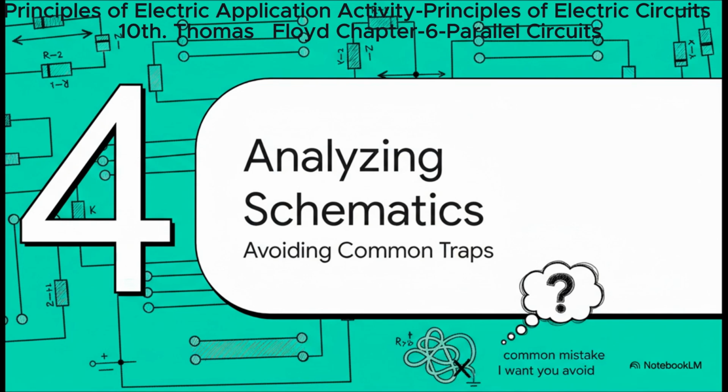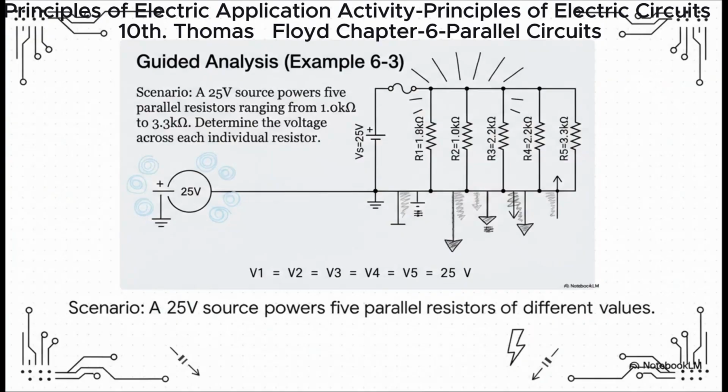So, now that you're armed with this fundamental rule, let's put it to the test with a classic problem you might see on an exam. I'm also going to show you a very common trap that trips up a lot of students so you can spot it a mile away. Okay, here's our scenario. We've got a 25-volt source, and it's connected to 5 resistors, all in parallel. But here's the little twist. They all have different resistance values. We've got everything from 1 kilo ohm all the way up to 3.3 kilo ohms.